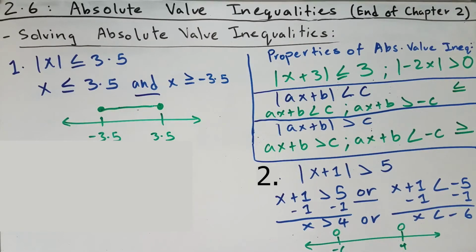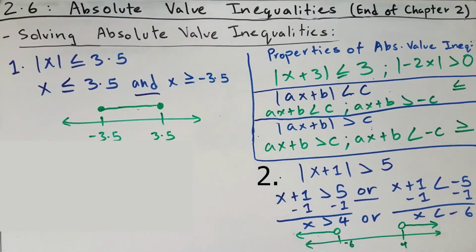And now the inequality says that x has to be greater than 4, so we can extend the ray in the rightwards direction, as numbers that are greater than 4 for x are in the rightwards direction. And here we're given that x is less than negative 6, so we can extend the ray in the leftwards direction, as numbers that are less than negative 6 are in the negative direction.